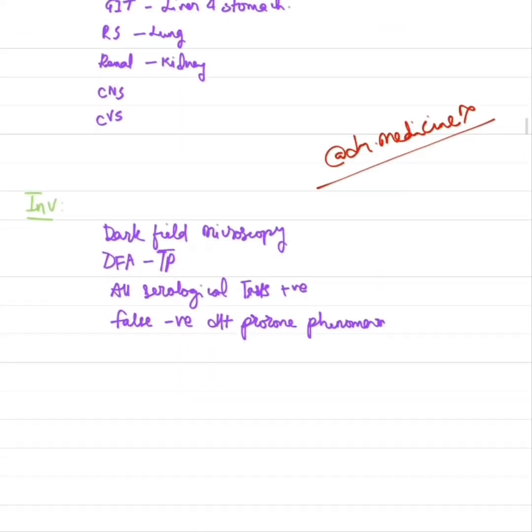Coming to investigations, dark field microscopy to detect treponemes, or DFA for Treponema pallidum, are the diagnostic tests for secondary syphilis. In this stage, all serological tests are going to be positive. If there is a false negative, then we have to check for the prozone phenomenon.